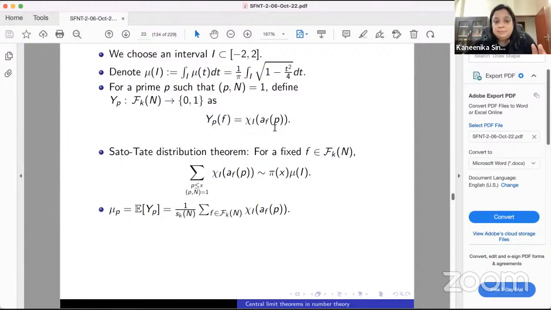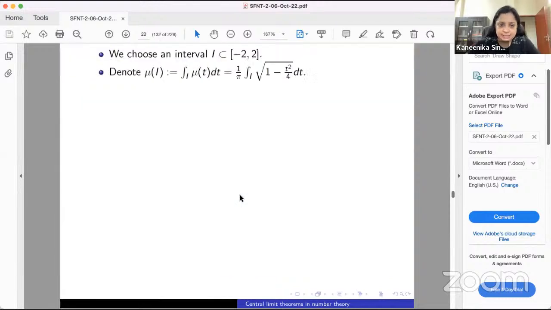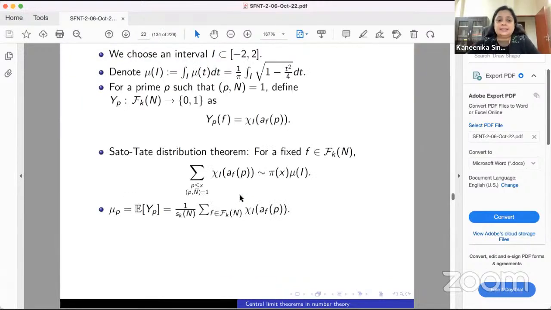Okay, so the famous Sato-Tate distribution theorem is essentially a theorem about distribution of sums of these random variables, which says that if you fix f in F_k of N, this sum of these random variables Y sub P converges to pi of x times mu of I as you let the number of primes go to infinity. Okay, and if you just look at a fixed prime P, this theorem of Sarnak and Serre that we just stated can be interpreted as a theorem about the expected value of Y sub P. Okay, so this is known to be asymptotic to this mu sub P of the interval I.